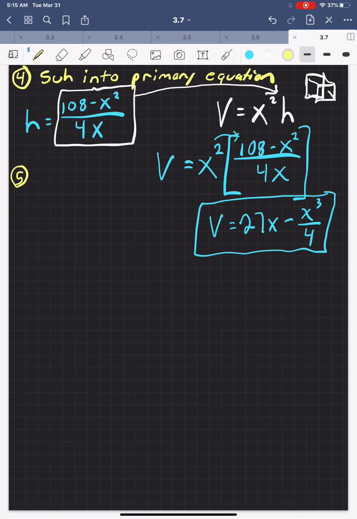So step 5 is when you finally start to use calculus. So you could go through it. Well, I'll tell you what, I'll come back to this. For step 5, we're going to take the derivative. So we're going to take the derivative of step 4 and set it equal to 0.